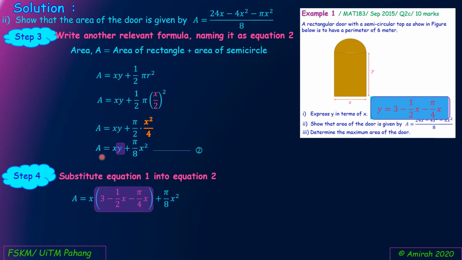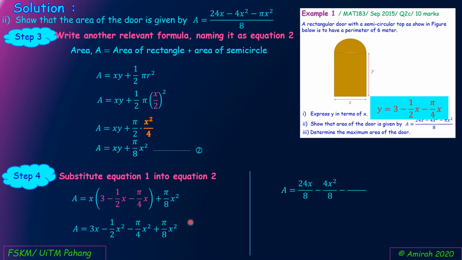We substitute equation 1 into equation 2 because we want to write the area in terms of variable x only. From equation 2, we get the area in terms of variables x and y. So when we substitute equation 1 from the previous slide into equation 2, we will get the area in terms of variable x only. Then we expand x and the bracket, so we get A equals 3x minus half x squared minus pi over 4 x squared plus pi over 8 x squared.